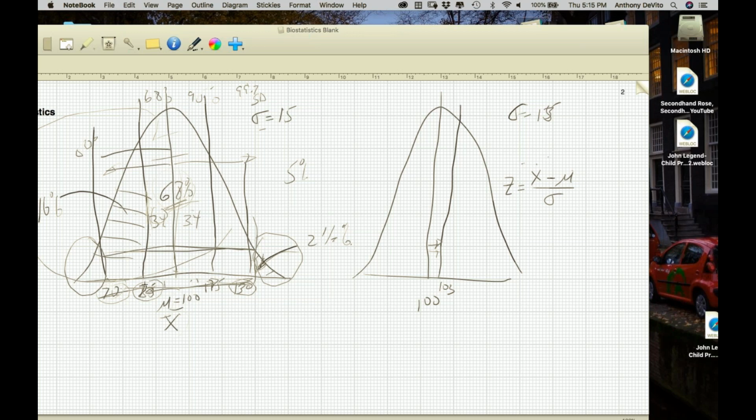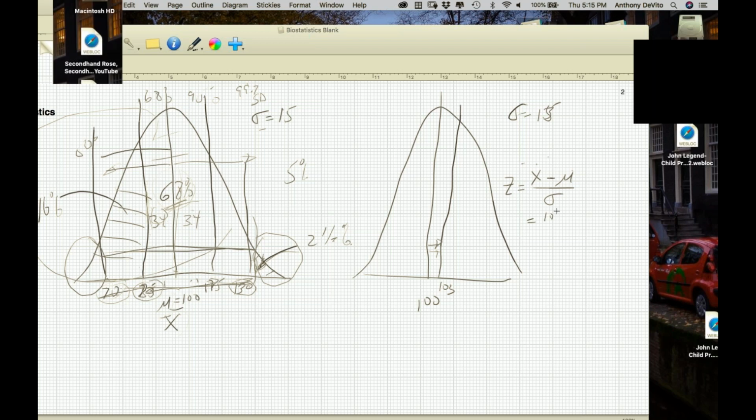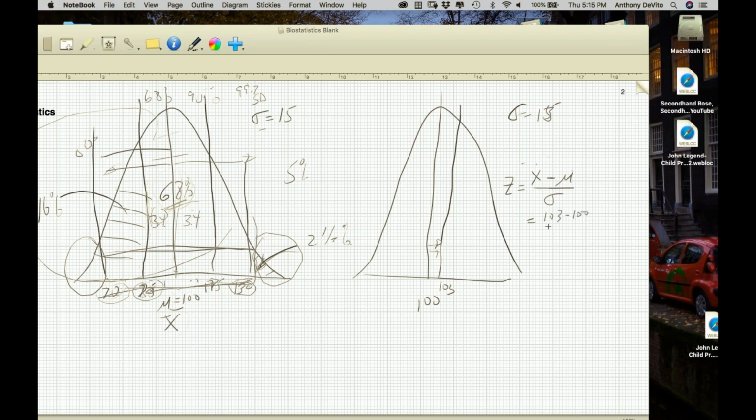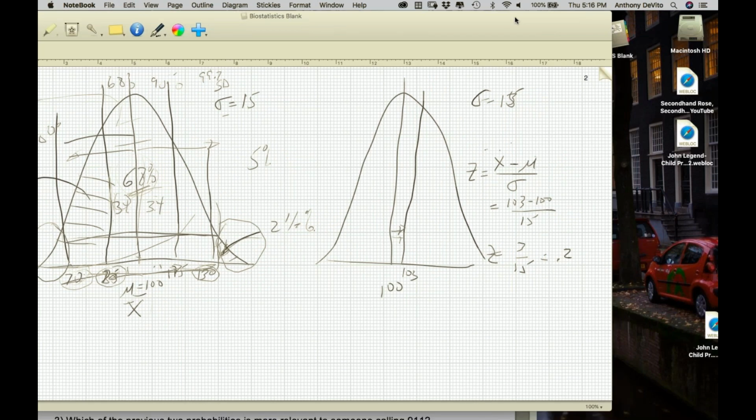But in this case, it's going to be equal to 103 minus 100 over 15. That's equal to 3 over 15, which is equal to 1 over 5, which is equal to 20%, 0.2. So the z-score here is 0.2. Well, now we need a way to figure out what area that represents. So that's when we go to our z table.